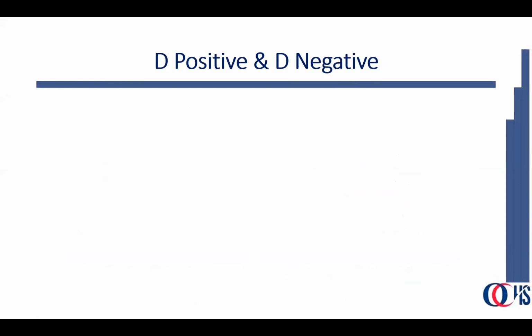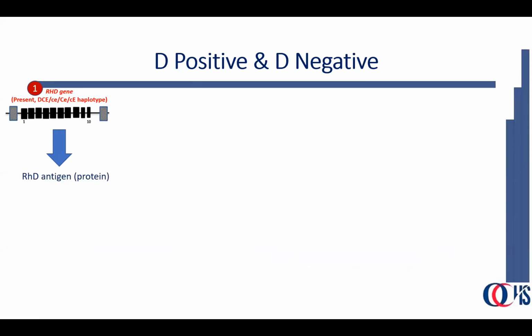To define D positive and D negative, there are many pictures that I want to show you on how we can define them. As a first scenario, the presence of the RHD gene will give the RhD antigen protein, and that will give the RhD positive phenotype. That is fair, straightforward.